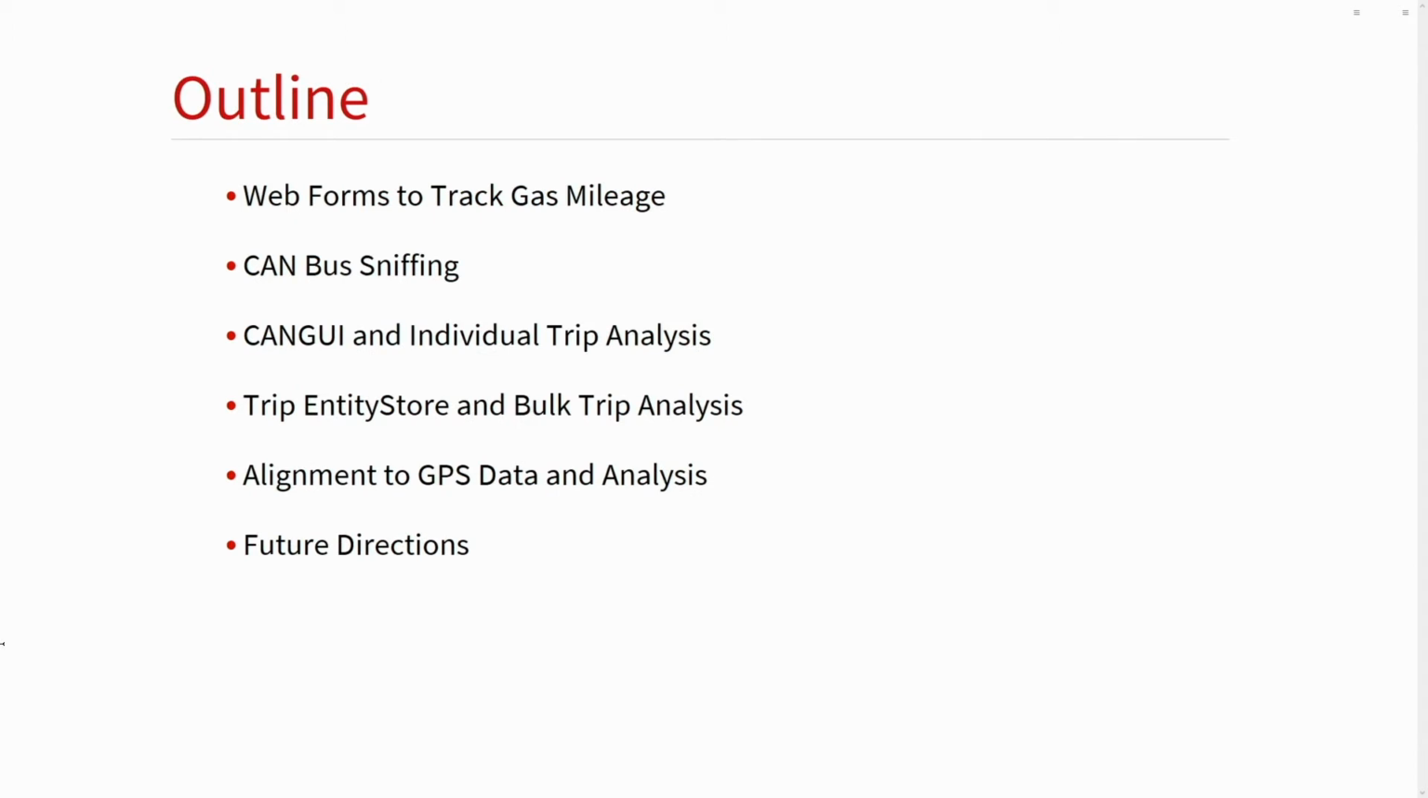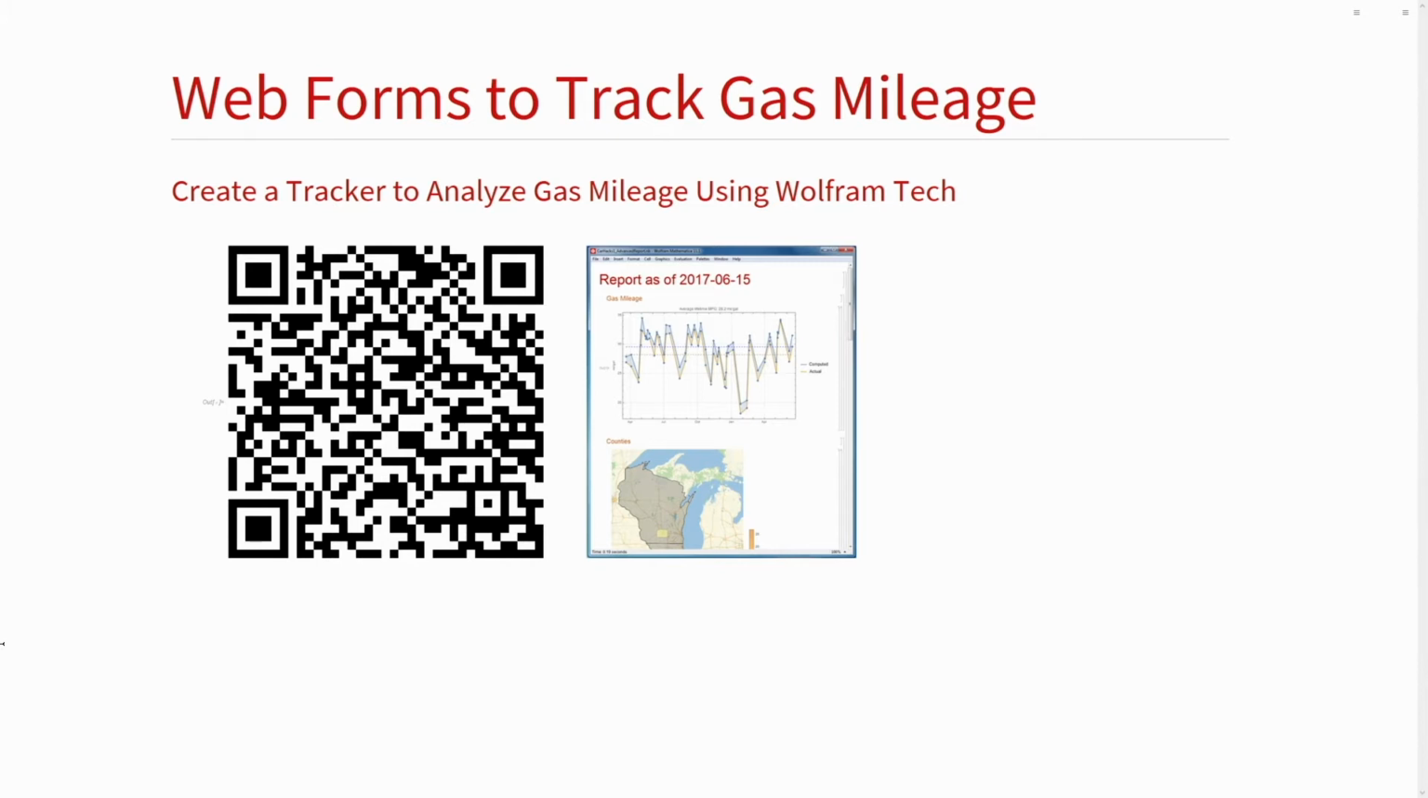Basically, I started by collecting gas mileage information in my car in a low-tech way using web forms in the Wolfram Cloud. And that wasn't really enough for me. I was really interested in going further, so I looked into analyzing traffic on my car's CAN bus. More details on that later. And then eventually I made a user interface to help me analyze that better, and I created an EntityStore to do that. And then I aligned it to some GPS information that I have from my phone. So really quick and dirty, that's how things go.